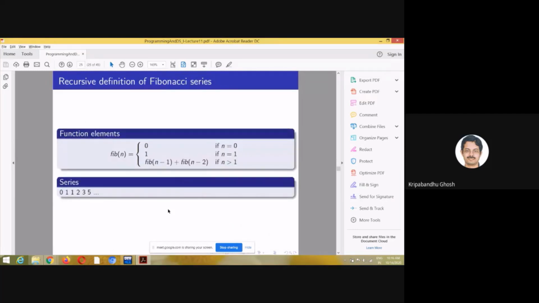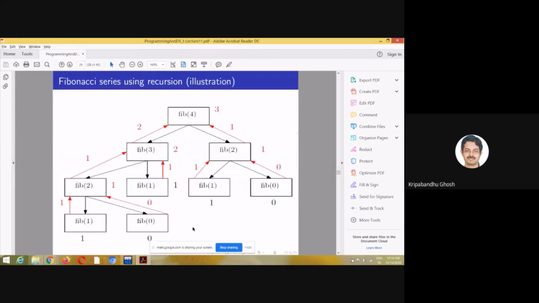But in this case, the subdivision is for two different versions of the function. So if we take an example, how do we calculate Fibonacci 4, FIB4? We sum up Fibonacci 3 and Fibonacci 2, right? So how do we get Fibonacci 3? We sum up Fibonacci 2 and Fibonacci 1.